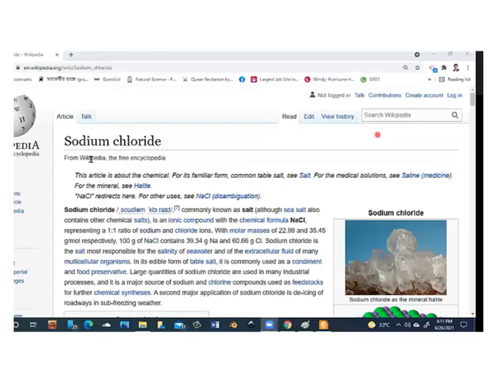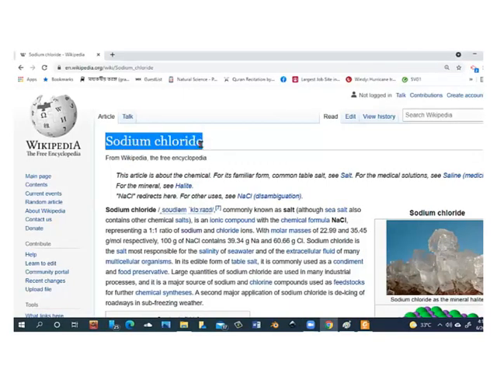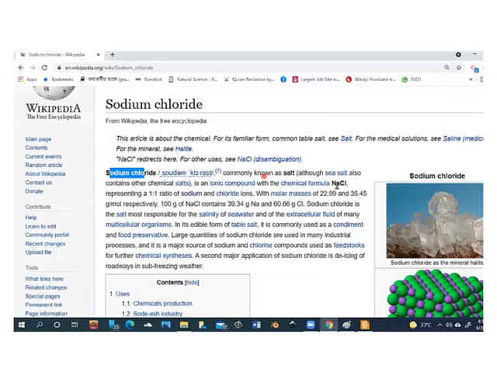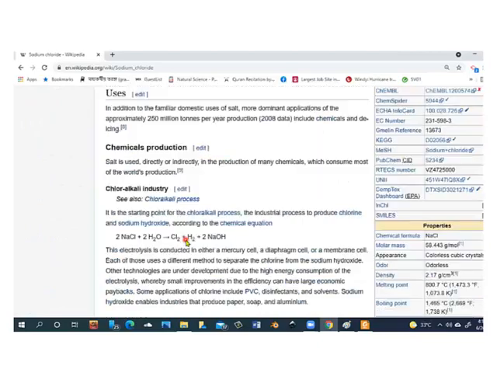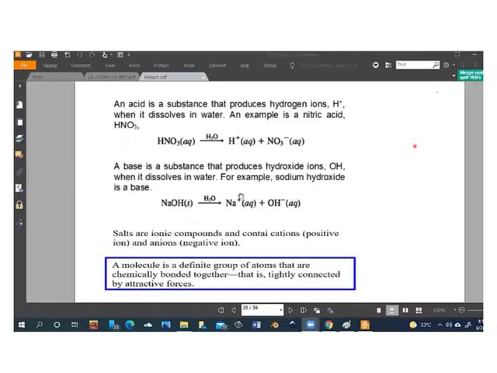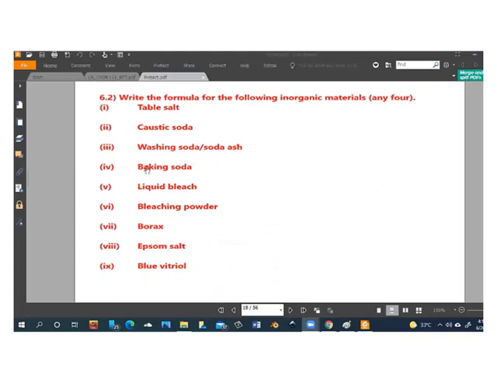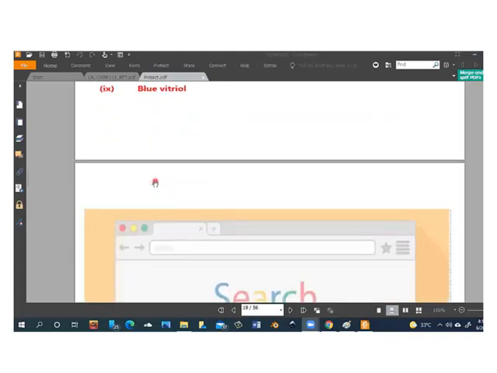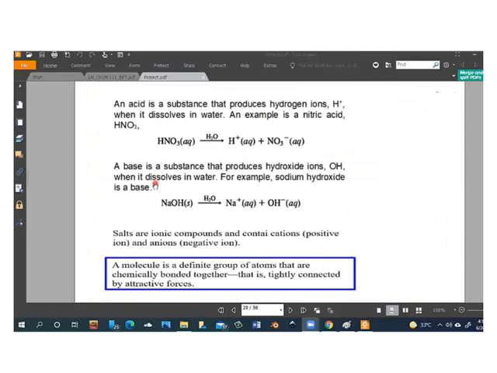Table salt is also chemically known as sodium chloride. So what is the formula? This is the chemical formula. It contains sodium and chlorine. So what information is necessary for you now? Applications. These are the uses. Write any two. We have solved question 6.2. This is an assignment. Use a website, a search engine, use your own brain to find the answer.